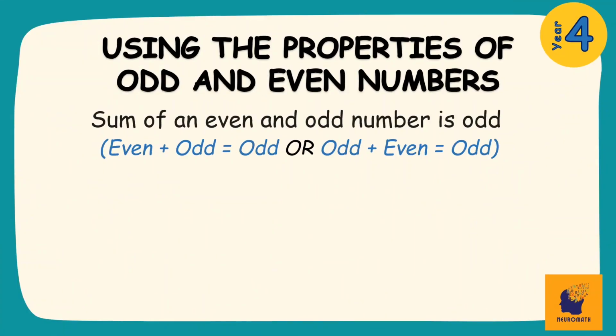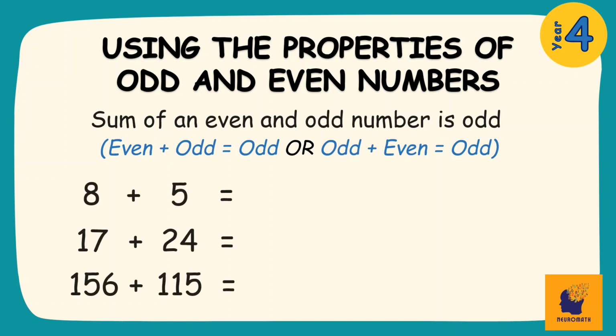The last thing we need to understand is that the sum of an even and an odd number is always going to be odd. What this means is that when I add an even and an odd, or an odd and an even, I will get an odd number as my answer. So I could have problems like 8 plus 5, 17 plus 24, or 156 plus 115. Because an odd number is being added with an even number, I will get an odd number as my answer.